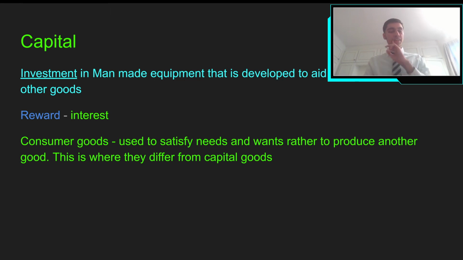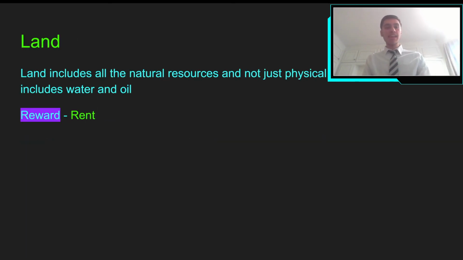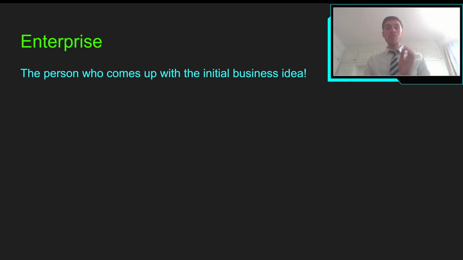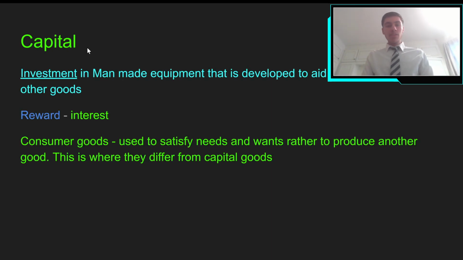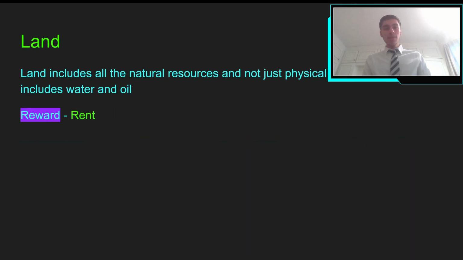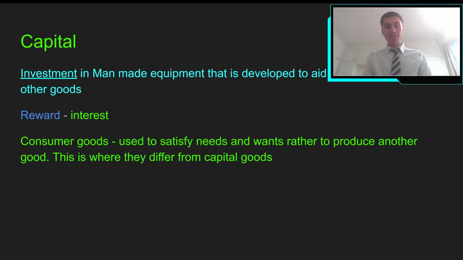Now, the last thing that we need to understand is enterprise: the person who comes up with the initial business idea. Someone needs to have the business idea so that resources can be combined. For example, if someone has a business idea, he'll combine land with labor and with capital to produce goods and services. Let me give you my example. This laptop that I'm using took some natural resources to be made, and there had to be specialists, skilled workers who combined those resources.